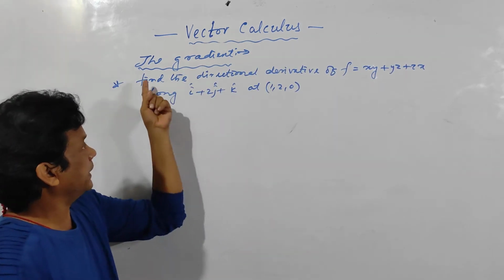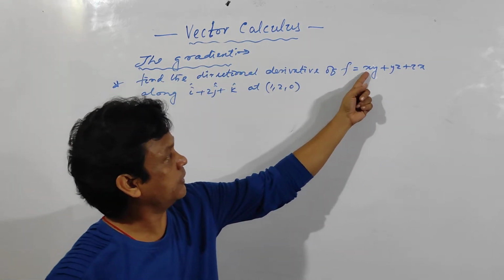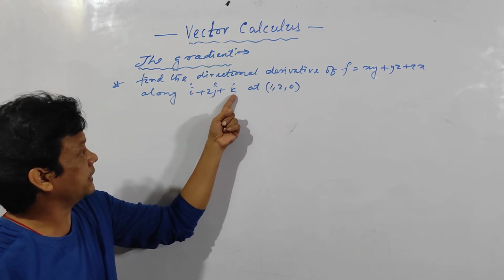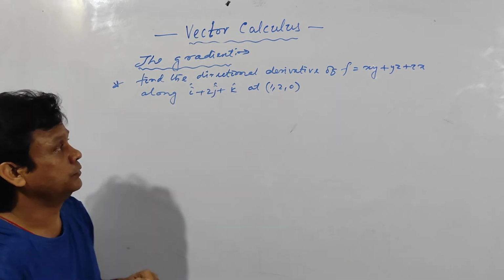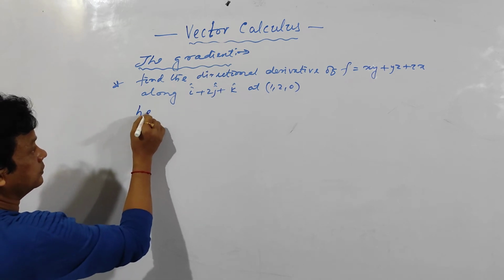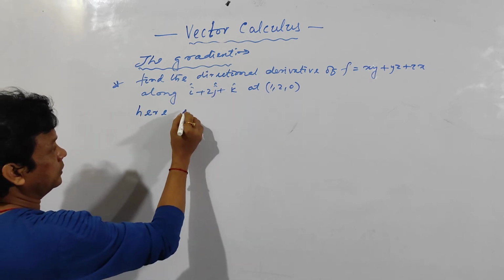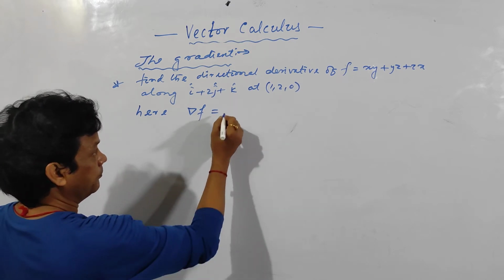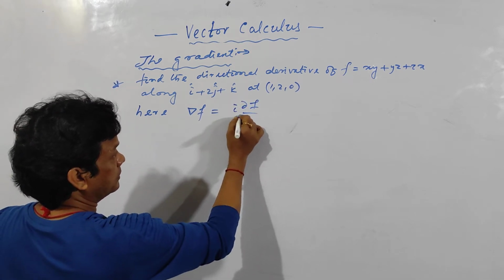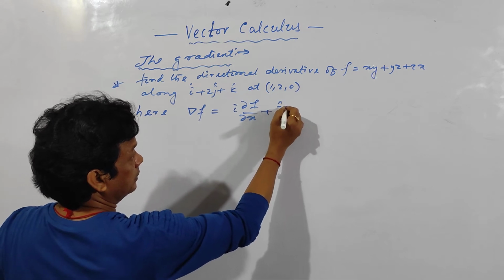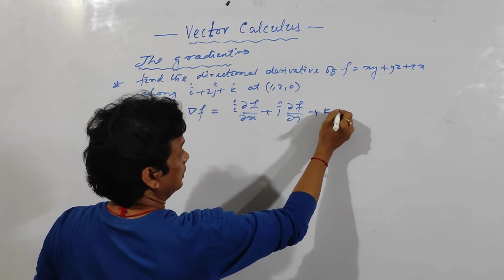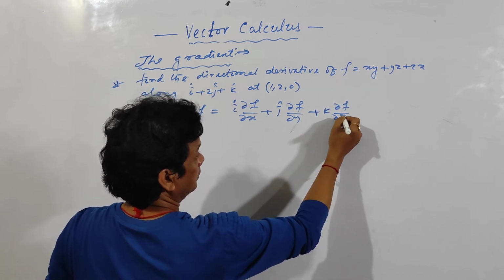Find the directional derivative of f = xy + yz + zx along i + 2j + k at the point (1, 2, 0). Here f is this one. First of all, you have to find the value of grad f: i ∂f/∂x + j ∂f/∂y + k ∂f/∂z.